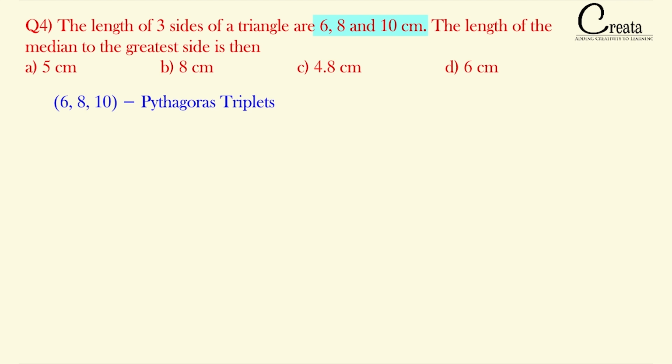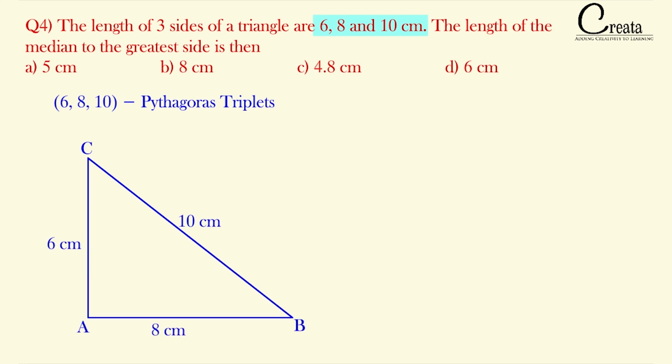Let's form a right angle triangle. These are the three sides, 6, 8 and 10 centimeter. 10 is the hypotenuse, which is the largest side. Moving further, the question is asking about the length of the median to the greatest side. Here the greatest side is the hypotenuse, that is the 10 centimeter.